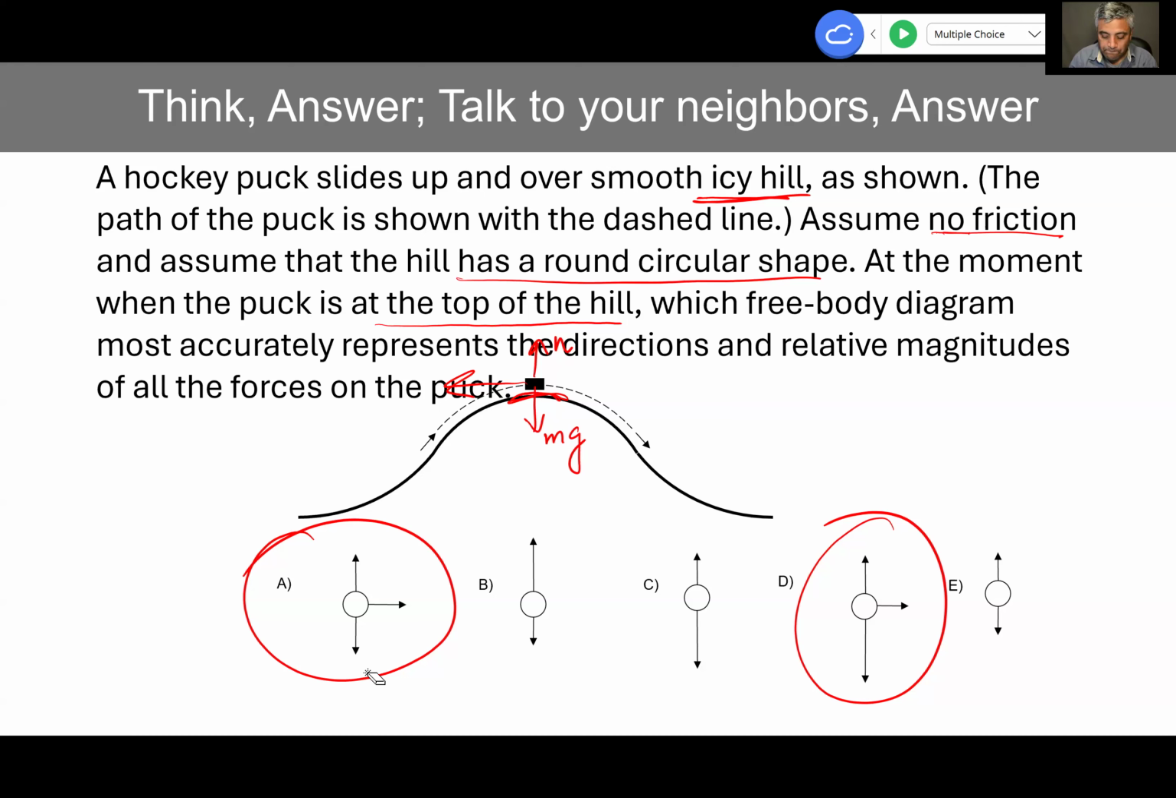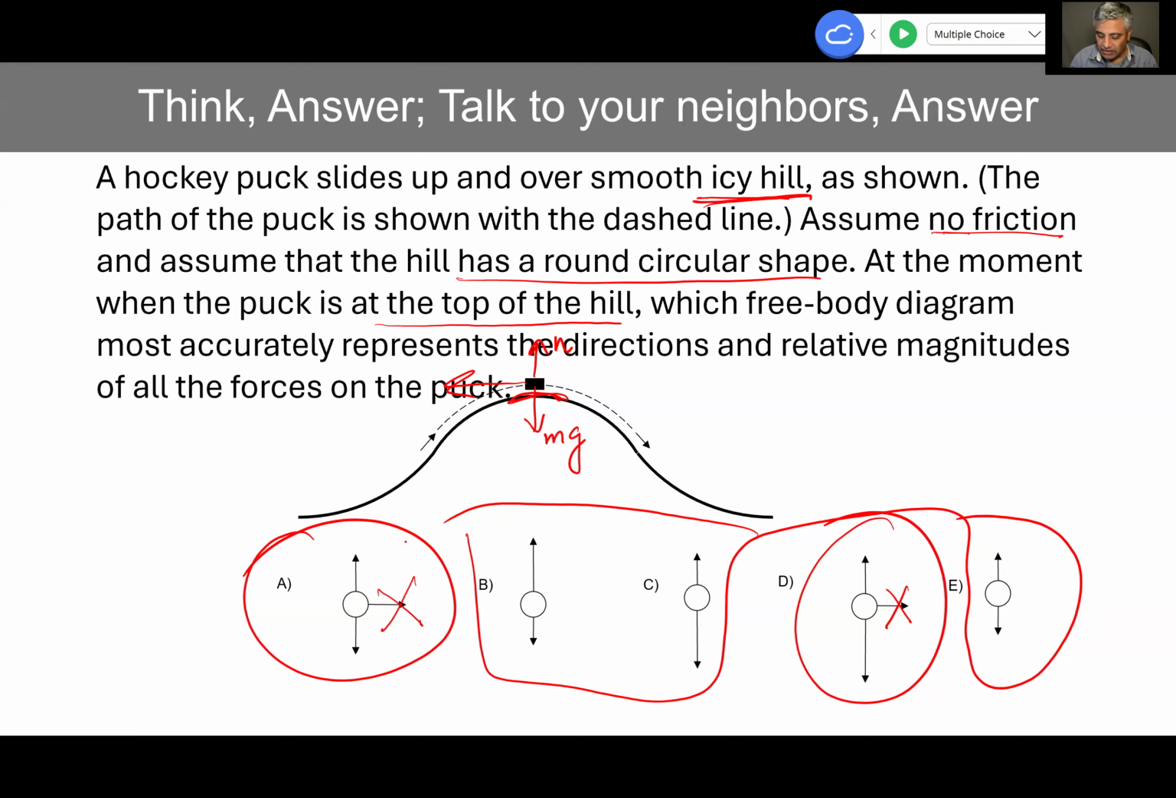And here it says icy hill. So that means we say, okay, friction is negligible. And if friction is not there, then is tension there? For tension to be there, we have to have some string tied to it and being pulled, right? It's not happening. So no other contact force is applied here. So that's why we cannot have this force here. So that means we have these three possibilities now.